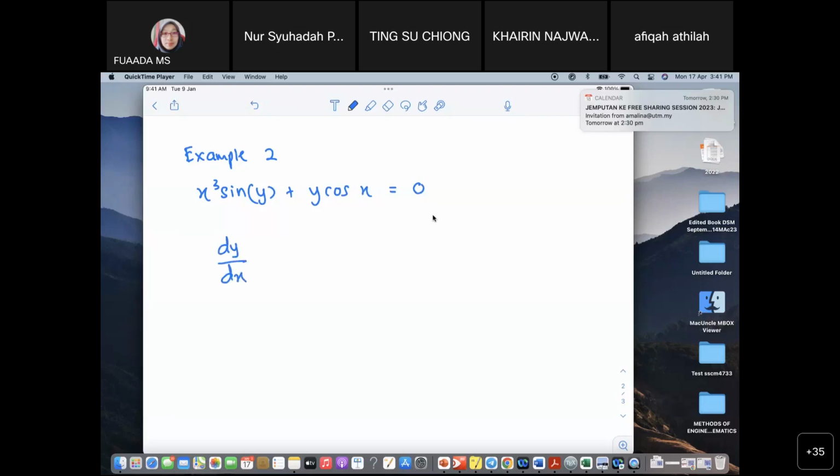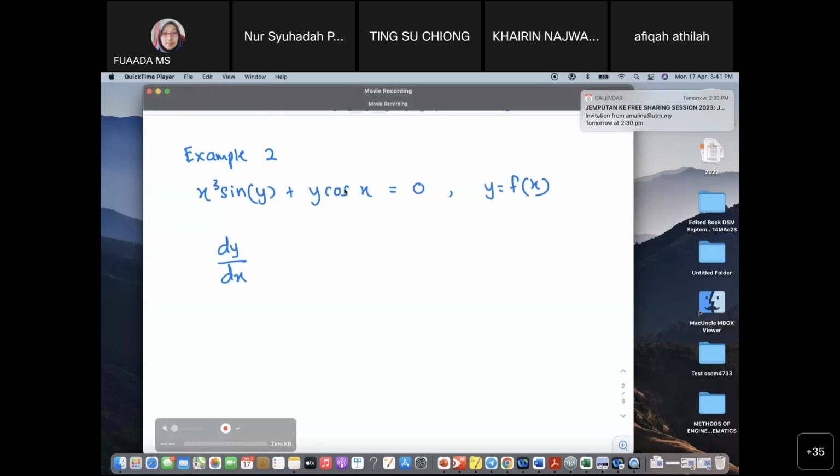Okay, in this case, sepatutnya dalam soalan dia akan dimension lah. X ataupun y must be function. So, here we define that y is the function of x. So, now we have an implicit function. Yeah? This is implicit function. You cannot separate y on the left, y alone on the left, and everything x on the right. So, we are unable to have that form. So, that's why we have to just leave it like this.